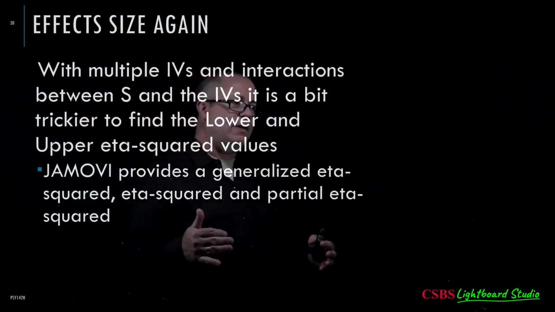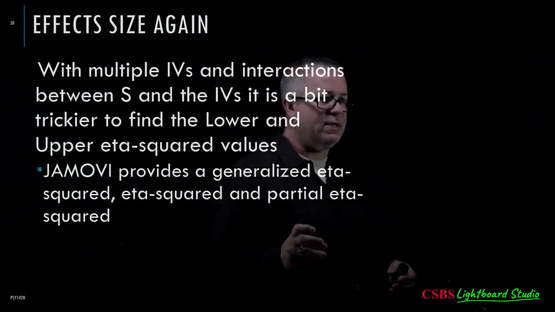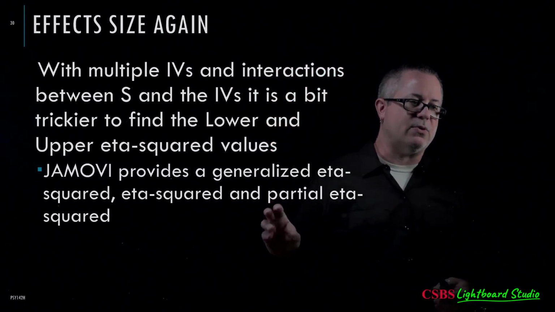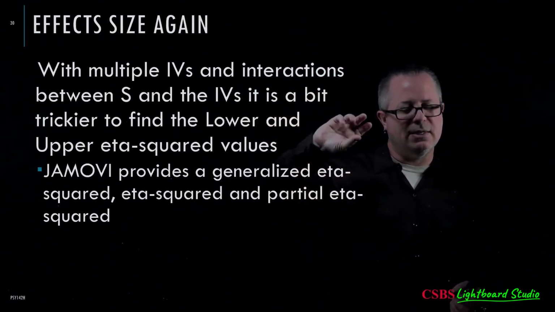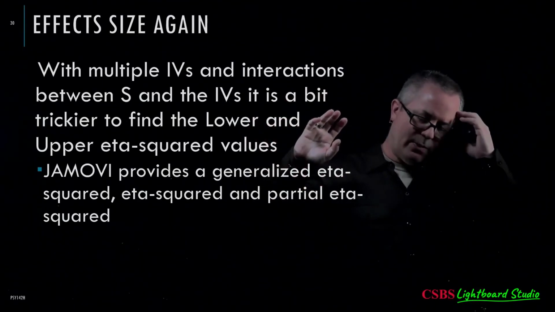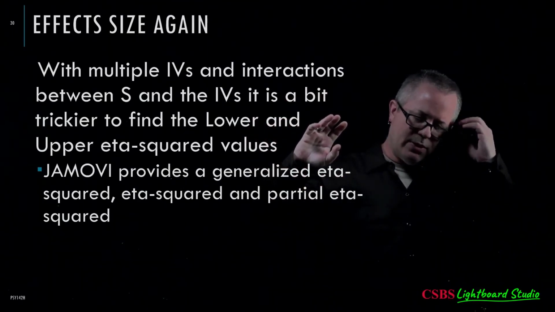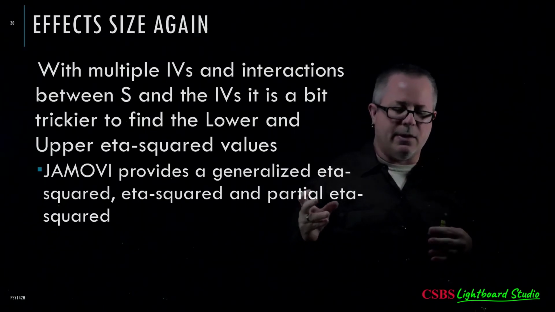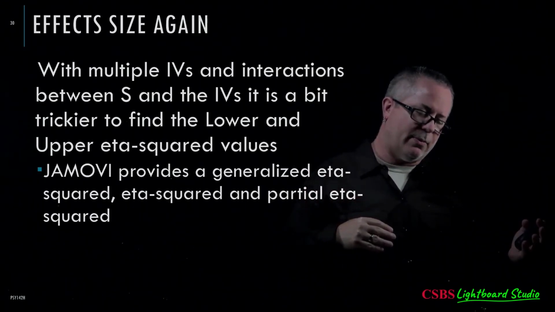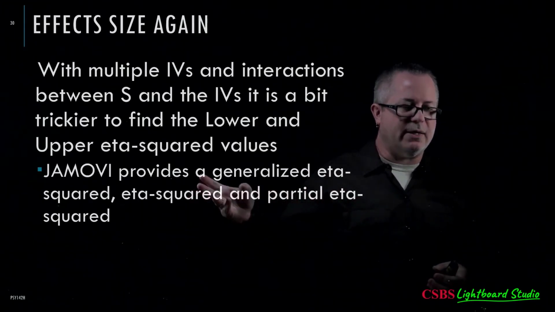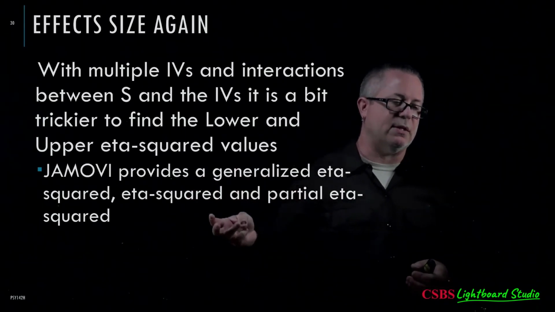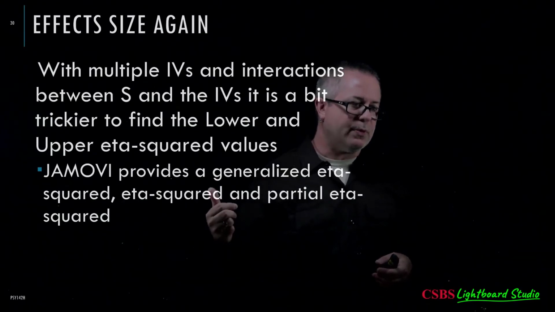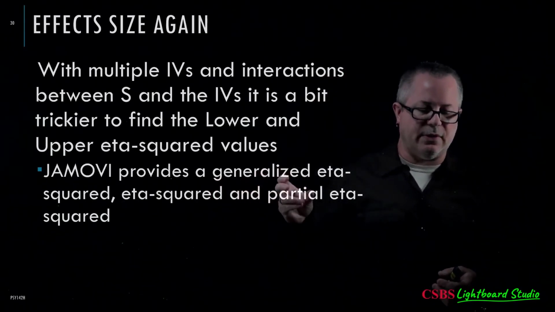With multiple IVs and interactions between S and the IVs, it is a bit trickier to find the lower and upper eta squared values, because are you talking about including the other A by S's and S's? All this stuff becomes a little bit trickier. So do we use eta squared as a lower bound and partial as an upper bound? Well, it turns out JAMOVI provides a third type of eta squared. It's called a generalized eta squared, so you can get an idea of the different lower and upper bounds.